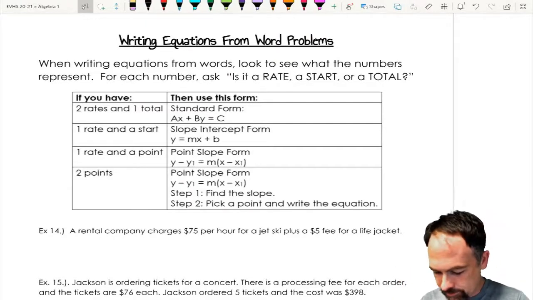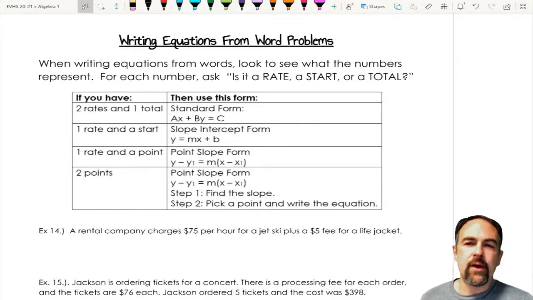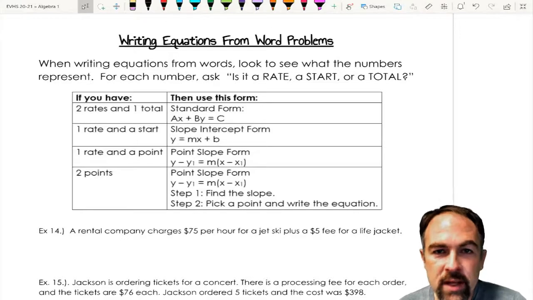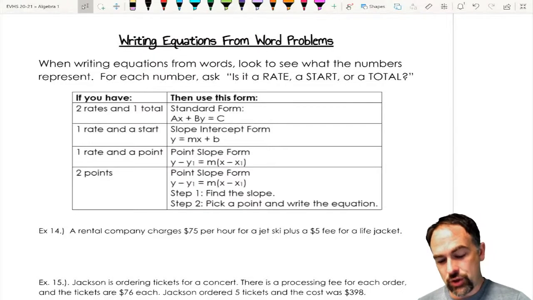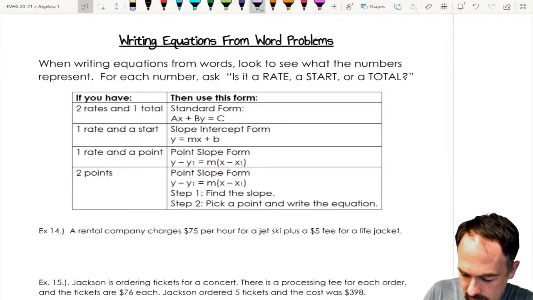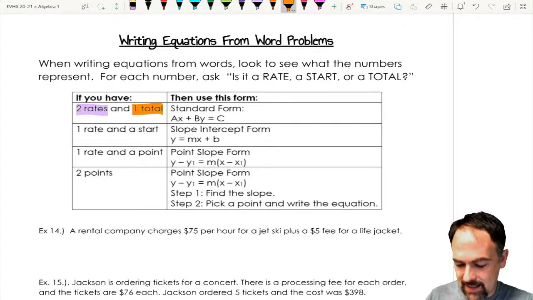Okay. Now, when we're writing from word problems, you got to make sure that you're being careful with what information you're given. Anytime you have a number concept, make sure that you're evaluating, is that a starting value, is that a rate, or is that a total? So if you have 2 rates and a total, that's exactly what we saw last time. That's going to be standard form.